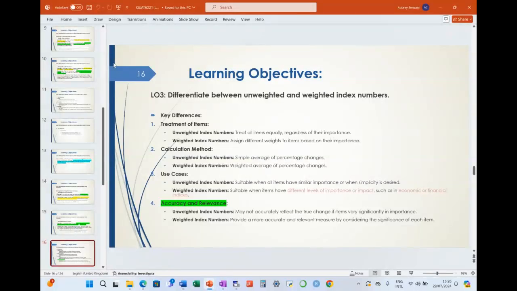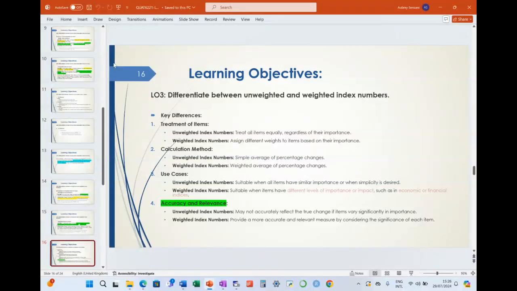Use cases: unweighted index, suitable when all items have similar importance. We've spoken to this, all right? And then obviously weighted index when things have different levels of importance. Point number 4, important, accuracy and relevance. Unweighted index numbers may not accurately reflect the true change if items vary significantly in importance, okay?